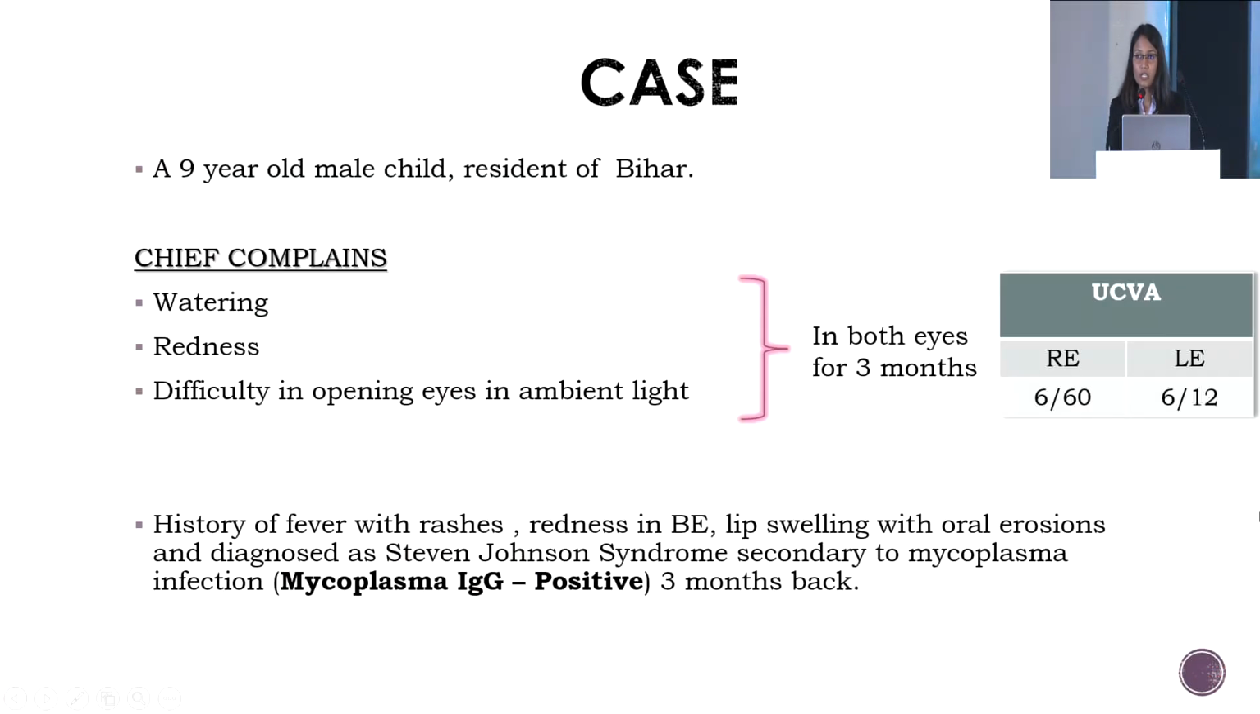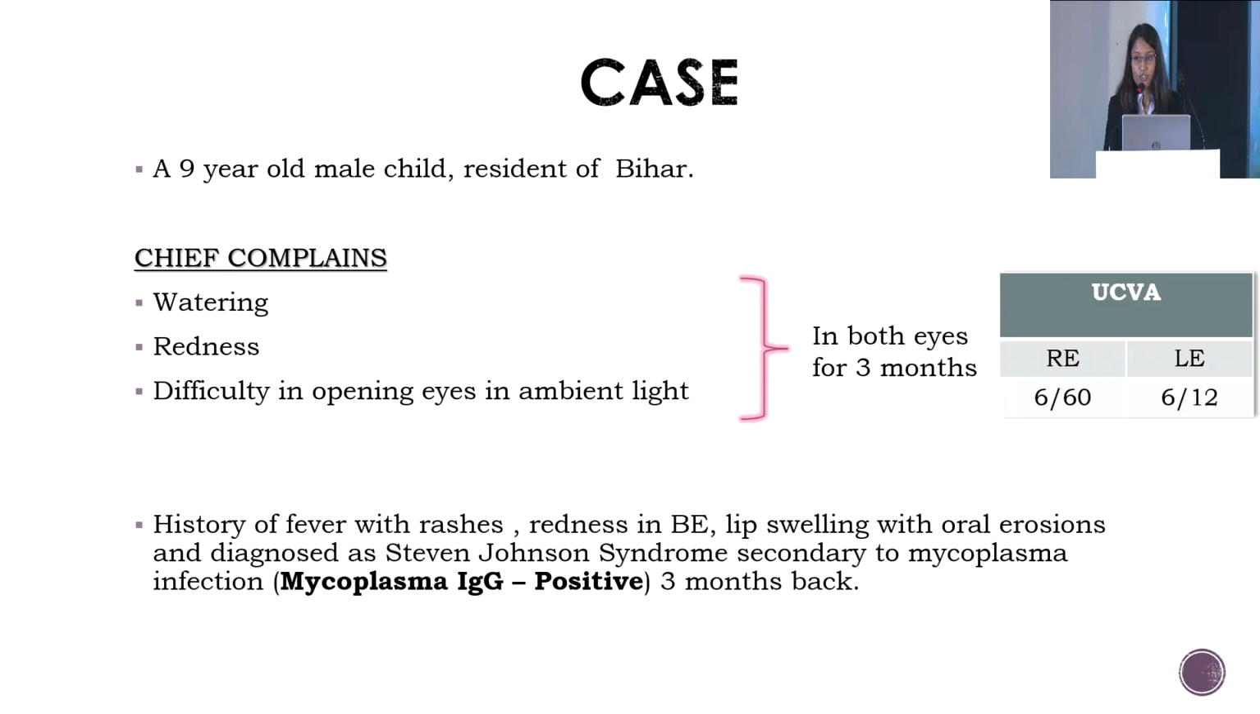This is a case of a 9-year-old male child who came with chief complaints of watering, redness and difficulty in opening eyes in ambient light for 3 months. There was history of fever with rashes, redness in both eyes, lip swelling, oral erosions, and was diagnosed as Stevens-Johnson syndrome secondary to mycoplasma infection 3 months back.